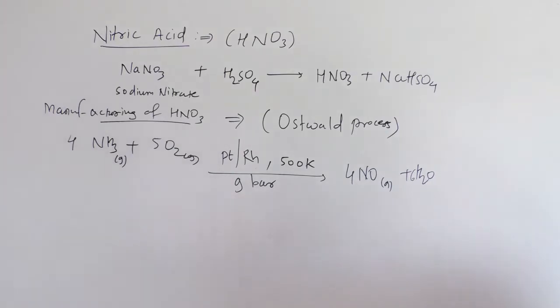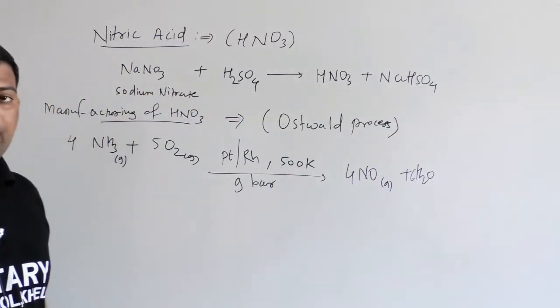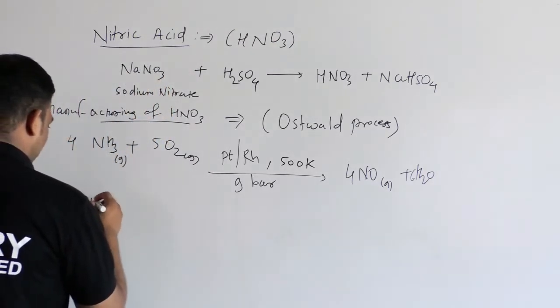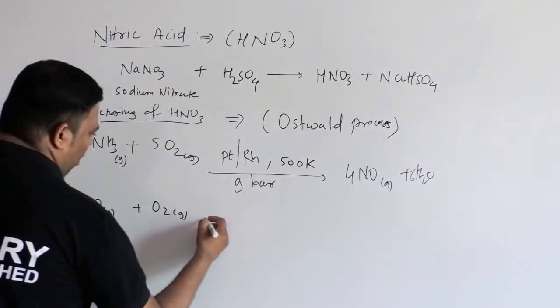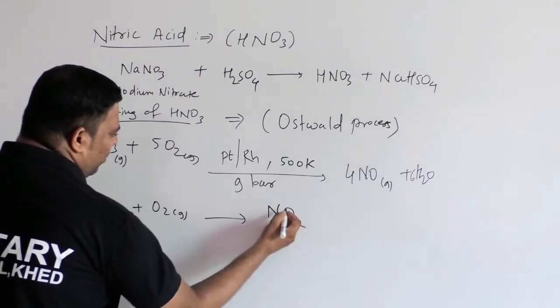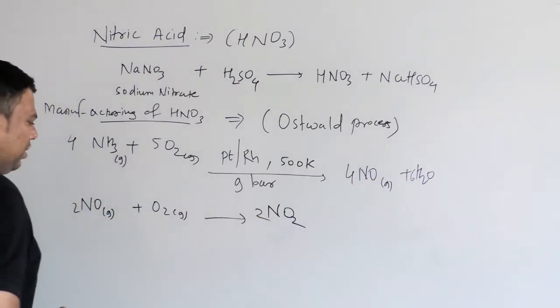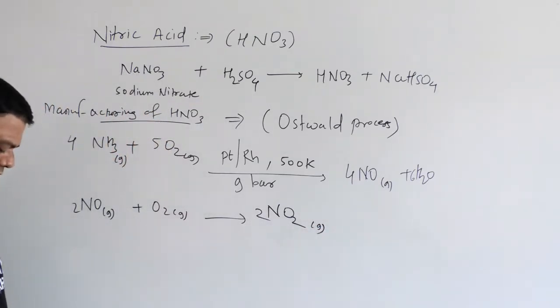Now see here, what will happen? This nitric oxide is further oxidized, and on further oxidation it gives NO2 gas. So you can balance here: 2NO plus O2 gives 2NO2. Yes, our reaction is balanced. Carefully you must know this process.